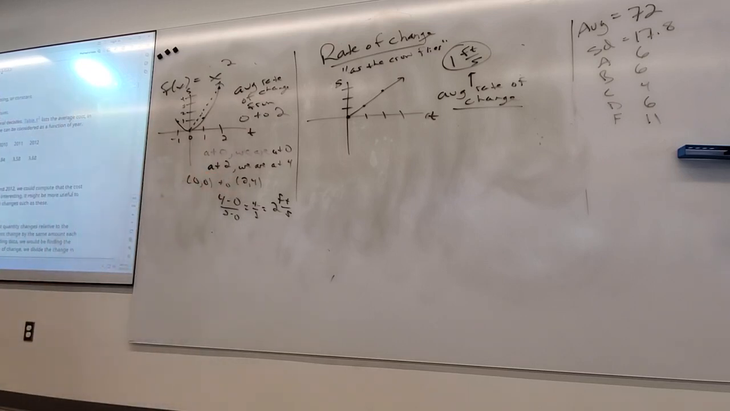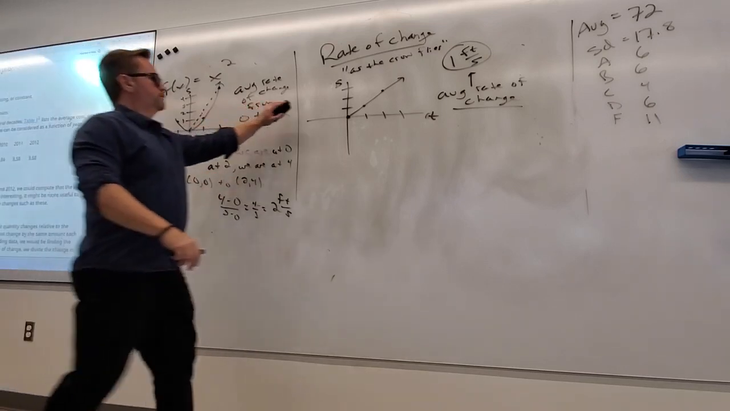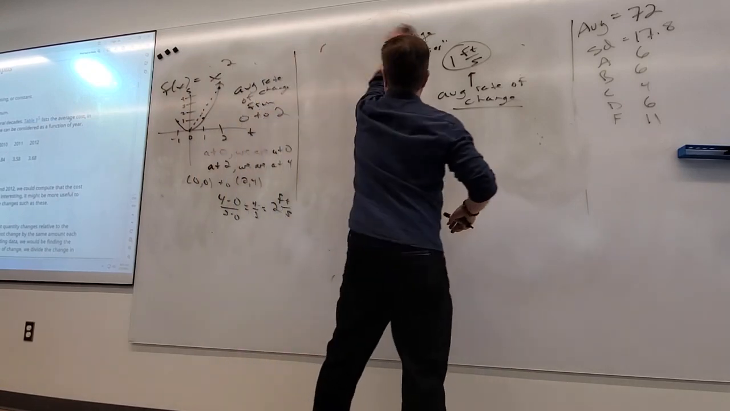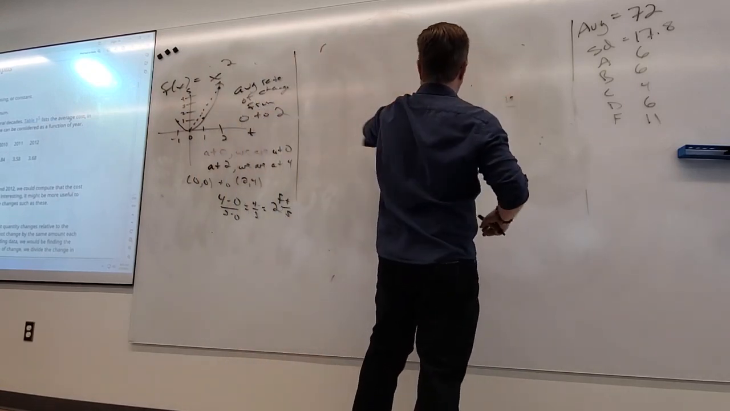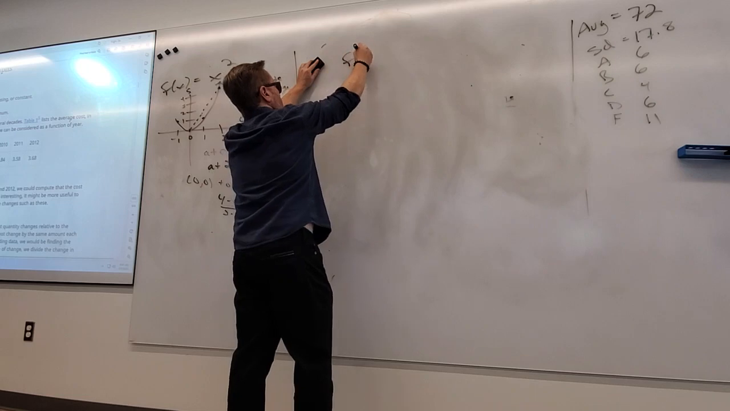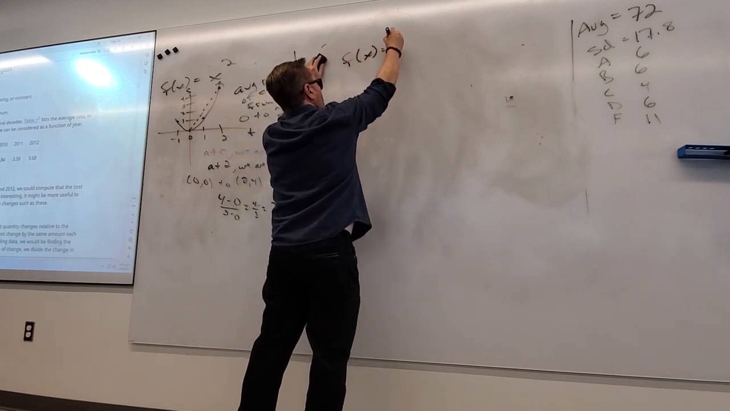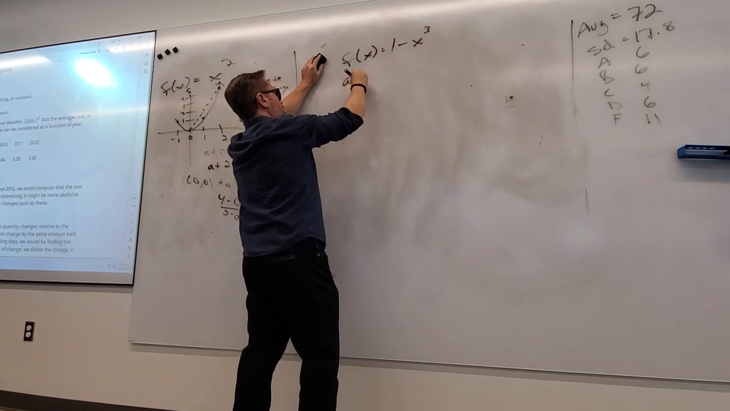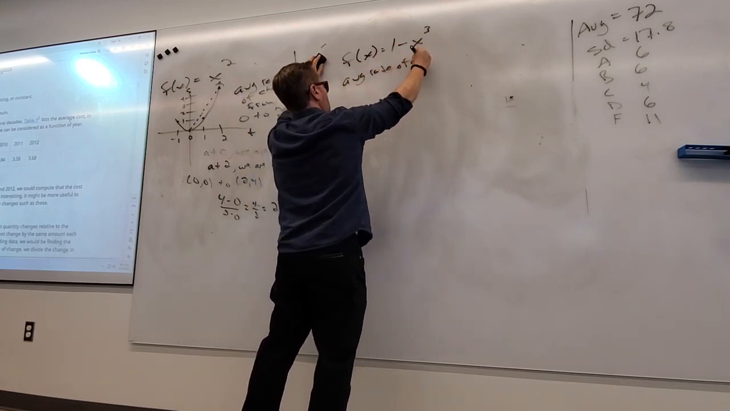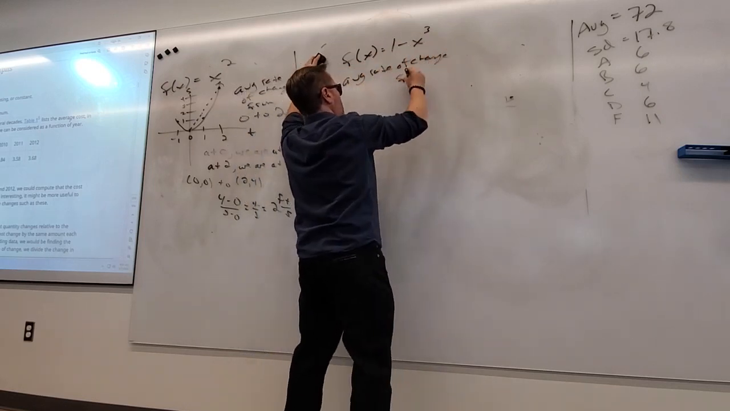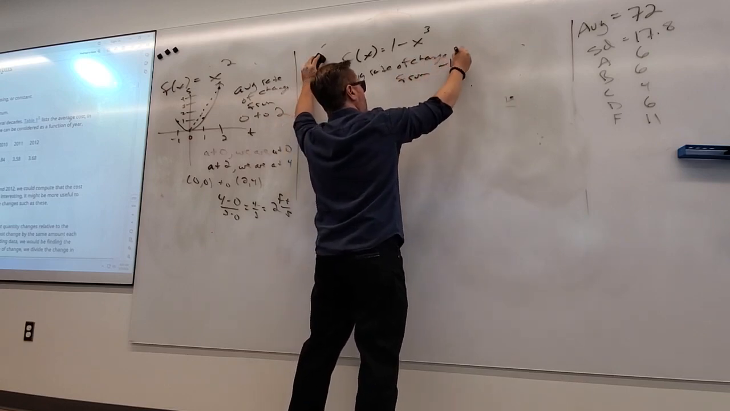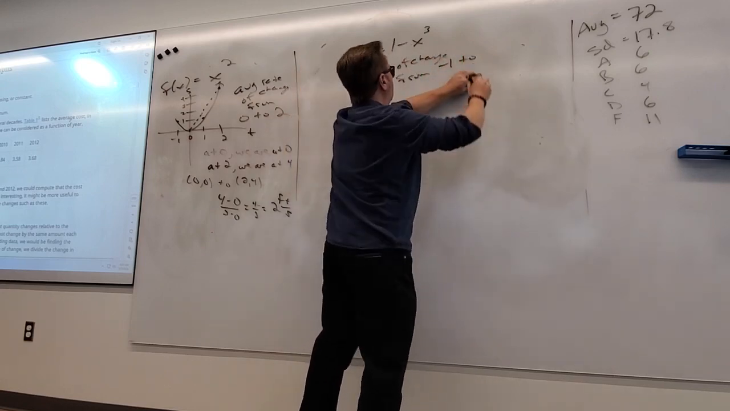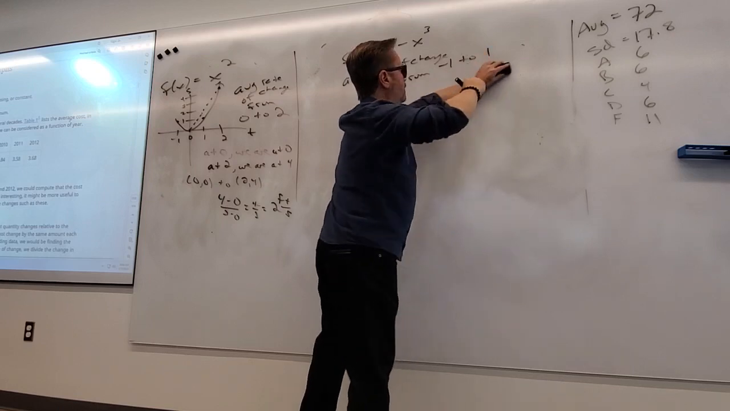So let me do this without graphing. They give me a function, and they want to know the average rate of change from -1 to 1.